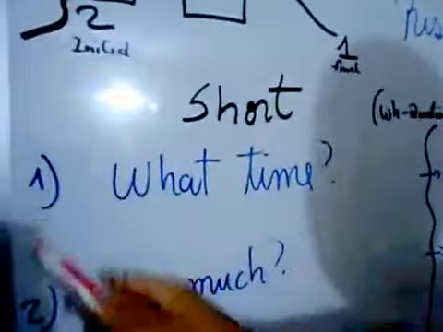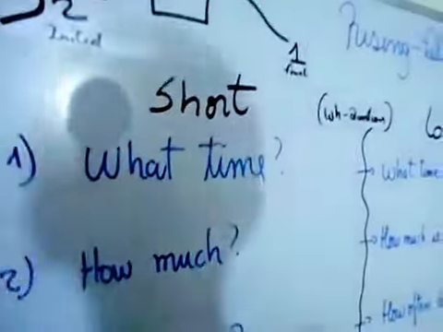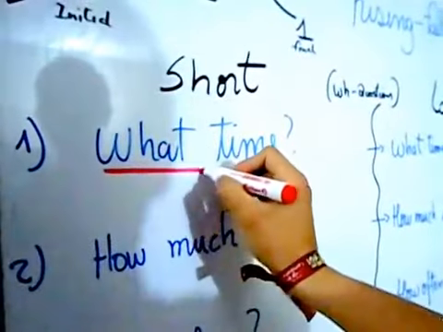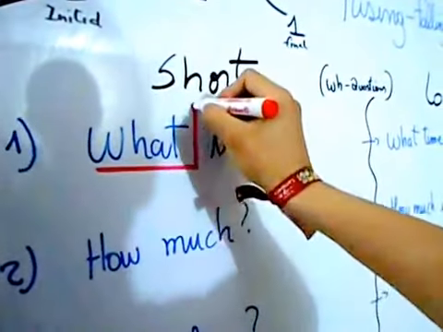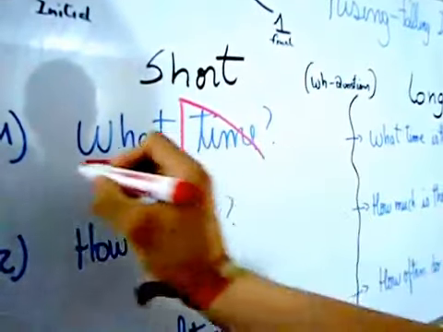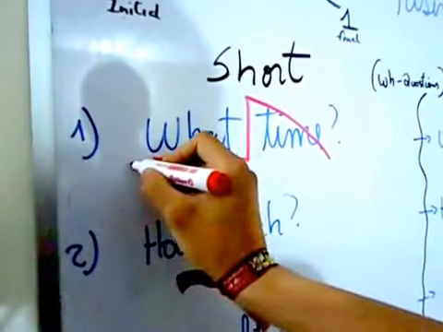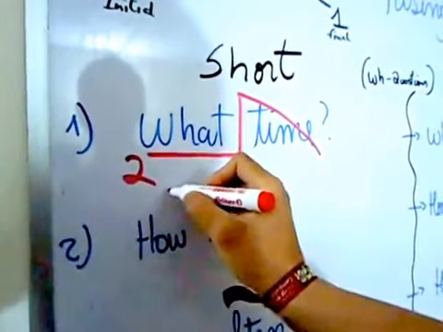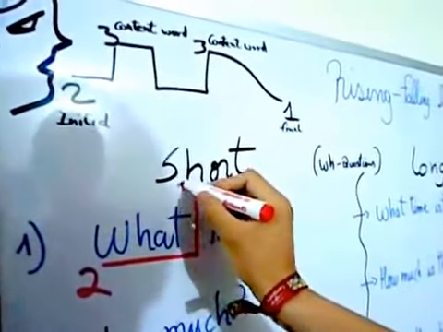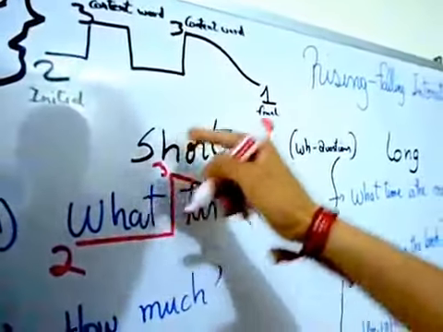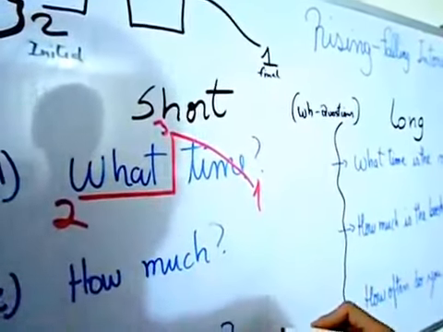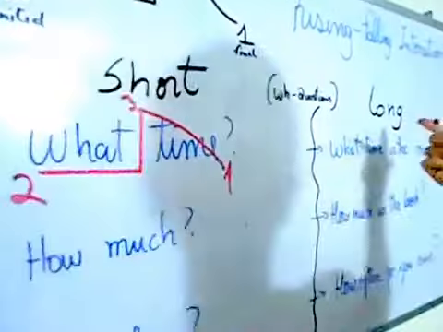In short, we have in the first example the question "What time?" We divide the WH part, what. We go up and then we fall down. In the first part we mark the number 2, the initial position, and the number 3 we rise our voice, and we fall. Number 1.